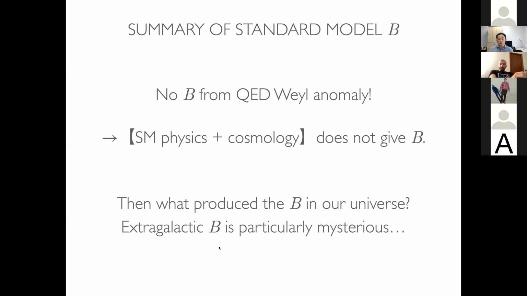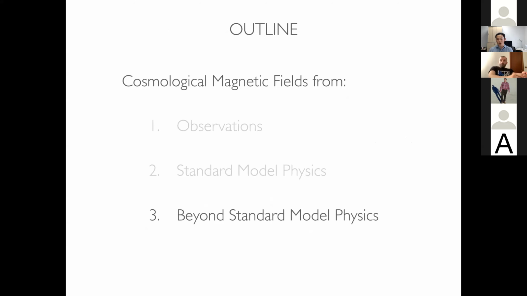However, the situation is puzzling for the extragalactic magnetic fields because, as I said at the beginning, these extragalactic magnetic fields, as suggested by the blazar observations, are magnetic fields in the void regions where there's no stuff. And it's also magnetic fields that are coherent over cosmological distances. So it's very difficult for astrophysics to explain their origin. So this motivates us to go beyond the standard model.